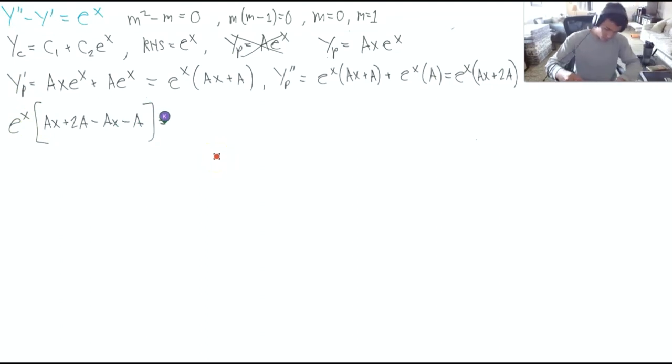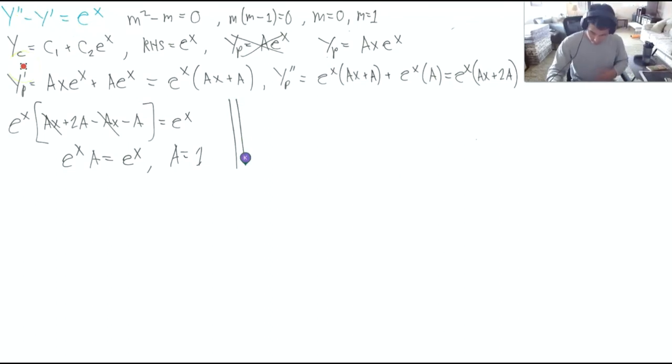And all this is equal to e to the x. As you can see, ax and ax go away, and we just get e to the x. a is equal to e to the x. We know a is equal to 1. There we go. So that's pretty useful. Okay.